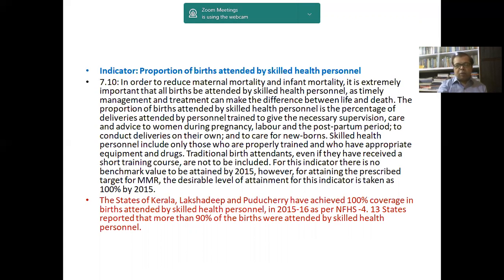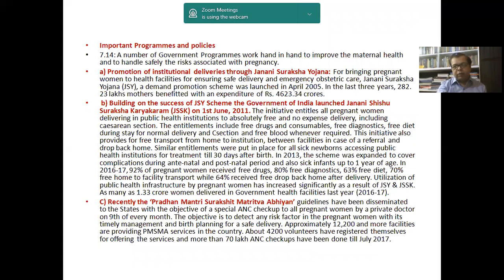the birth process. So the states of Kerala, Lakshadweep and Puducherry have achieved 100% coverage in births attended by skilled health personnel in 2015-16 as per NFHS 4. 13 states reported that more than 90% of the births were attended by skilled health personnel. That means in India, we can see that there's a specific achievement related to this. Although this has created different types of problems, I've addressed some of those issues in the later part of this lecture also.